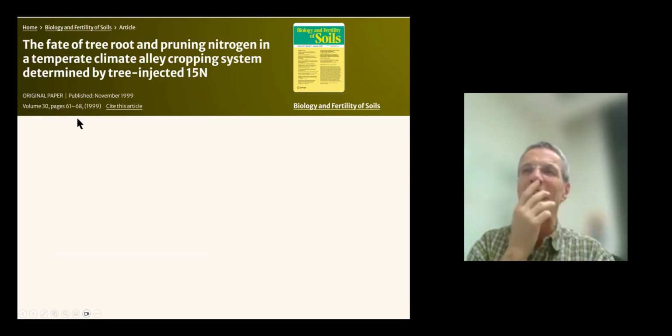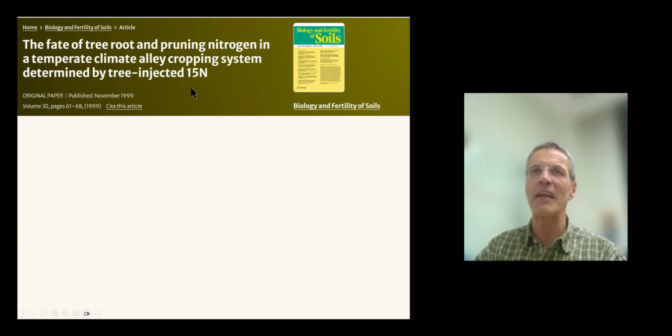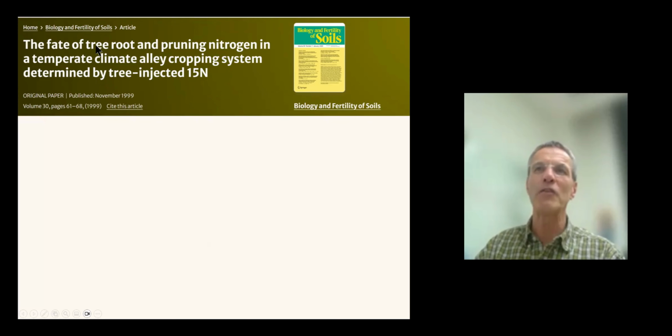Many years back, I published this study where I looked at an alley cropping system in the temperate climate. So in Oregon, I wanted to see where that nitrogen that's in the tree and in the prunings actually goes in this alley cropping system.